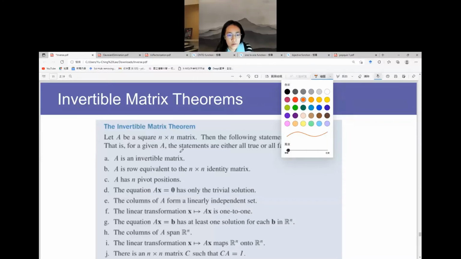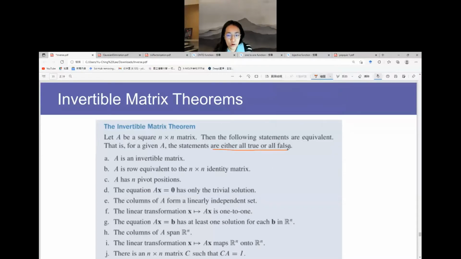This theorem says that all the statements are either all true or all false. So what does it mean by all true or all false? It means that if A is true, then B is true, C is true, D is true, and all the remaining things are all true. But if A is false, then B is false, C is false, D is false, E is false, and so on. All of them are false.